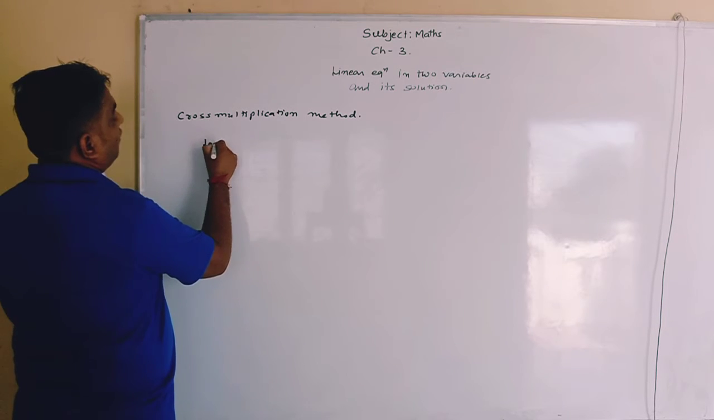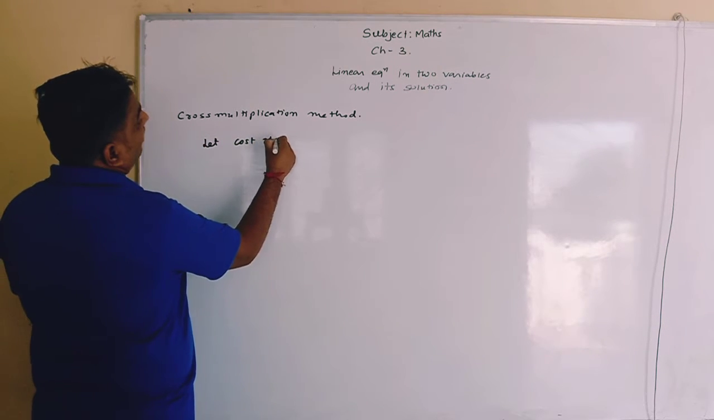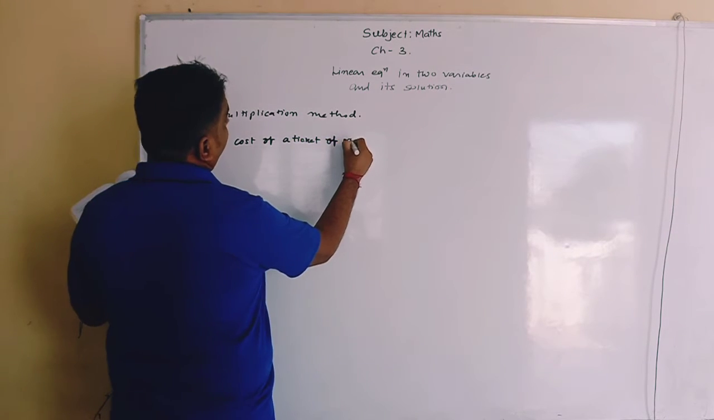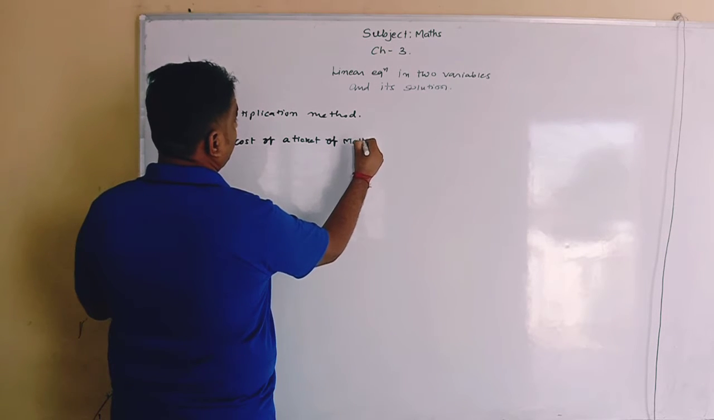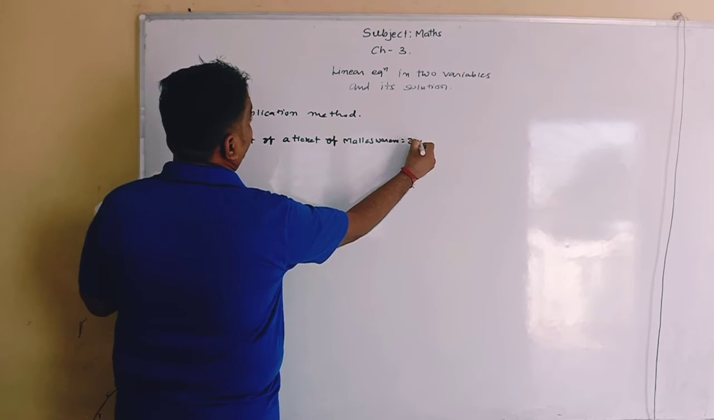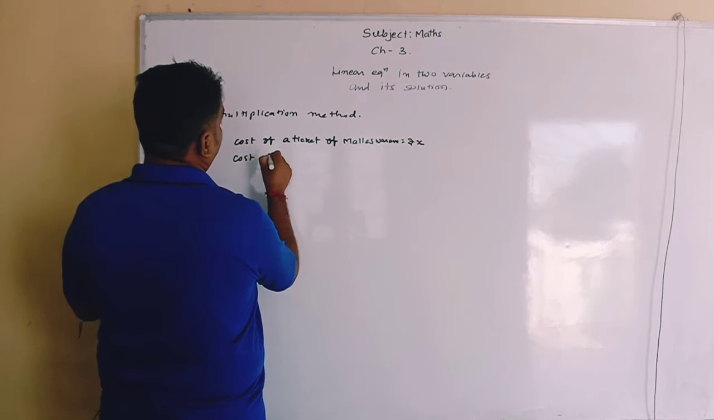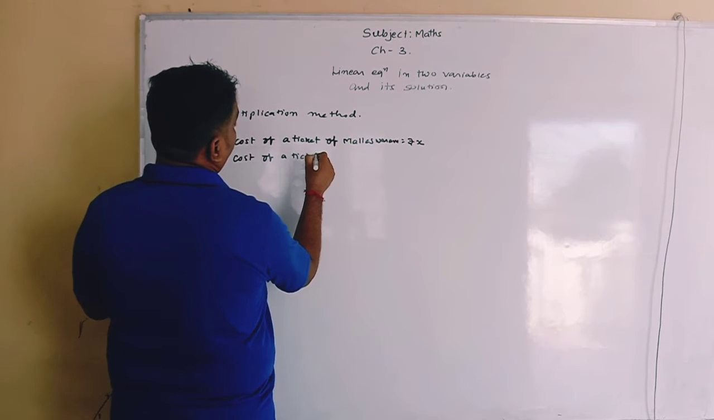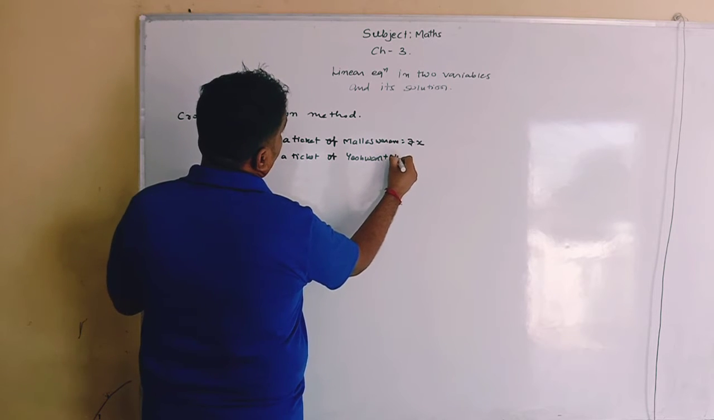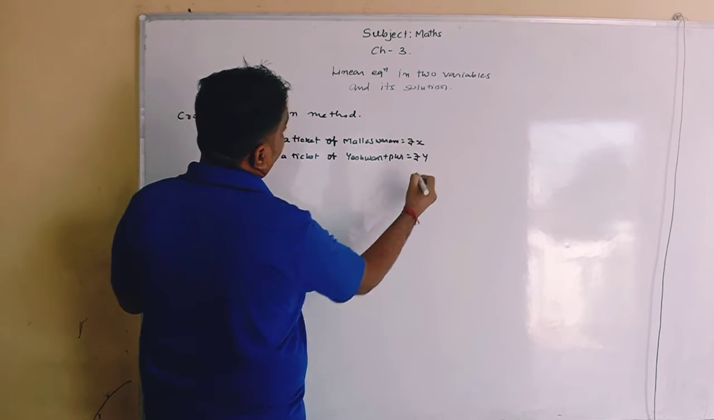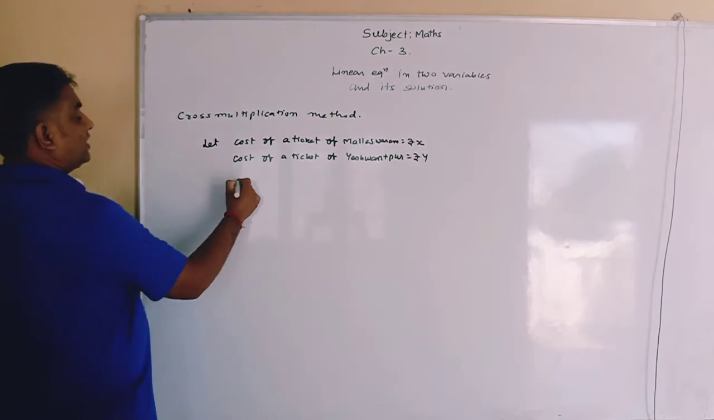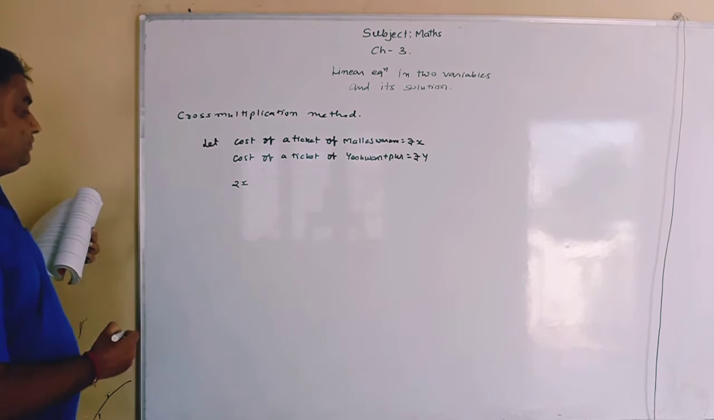So let the cost of a ticket of Malleswaram be rupees x and the cost of a ticket of Yeshwanthpur be rupees y. Now here the person buys 2 tickets of Malleswaram, so 2 into x rupees they have to pay in the first case.